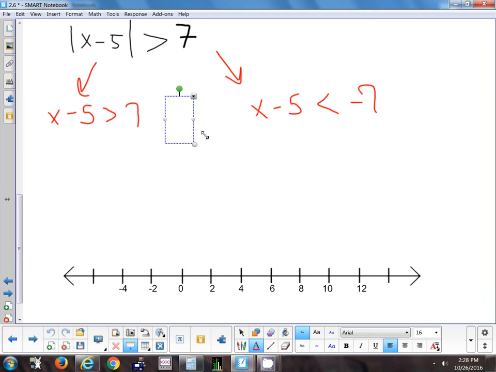Now, one more thing. Mr. Hager already got it ready. What are we going to decide now? Antonio? Whether it's an and or an or. What tells you that? The sign from the original problem, right? What kind of sign is that? Greater than. So what kind of problem is it going to be? It's going to be an or. If it's greater than, it's an or. Very good.